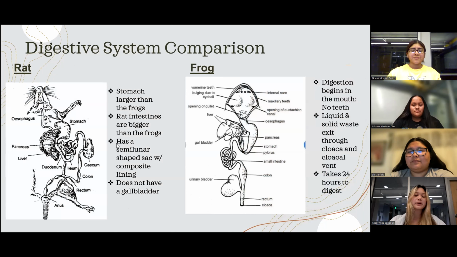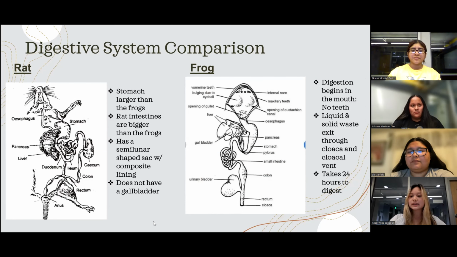For the digestive system comparison, for the rat, we saw that the stomach is larger than the frog's. The rat intestines are bigger than the frog's. It has a similar semi-lunar shaped sac with composite lining, and it does not have a gallbladder.